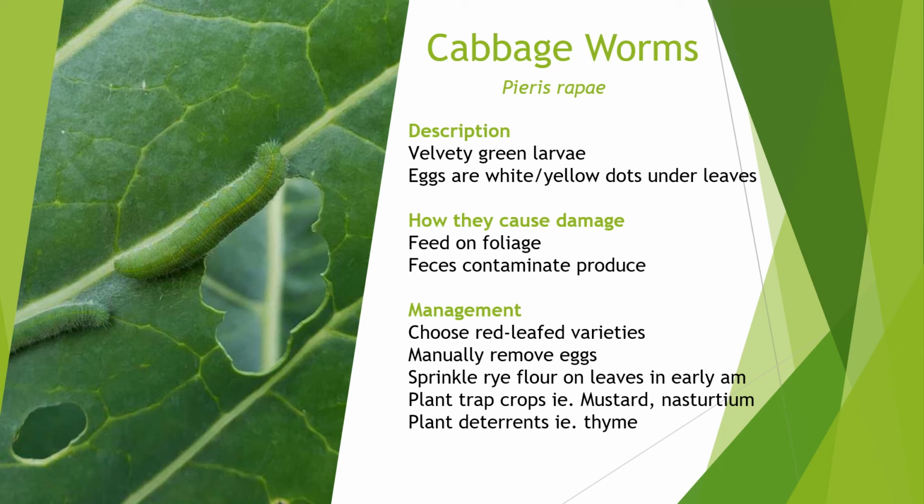You also can plant trap crops like mustard or nasturtiums, and these can attract these worms, and they'll go away from your cabbage, and then you can pick the worms off of the trap plant, or you can just pull out the trap plant and put it in your compost. Herbs like thyme also deter them, and you could also use rye flour sprinkled on the leaves. That'll dehydrate the worms. So lots of great strategies to get rid of cabbage worms.